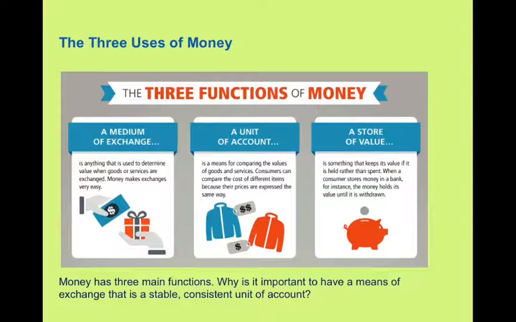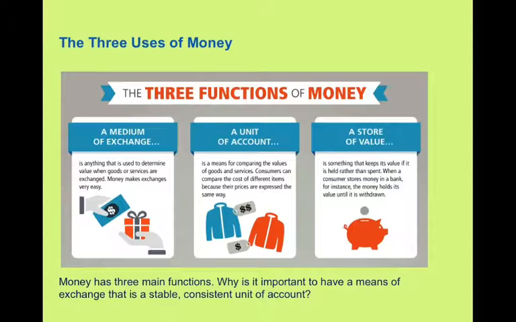So we said money has three main functions, and the three are listed here in this chart. So let's look at each one of them in turn. I said money serves as a medium of exchange. Now, a medium of exchange can be defined as anything that is used to determine value when goods or services are exchanged. Money makes exchanges very easy.